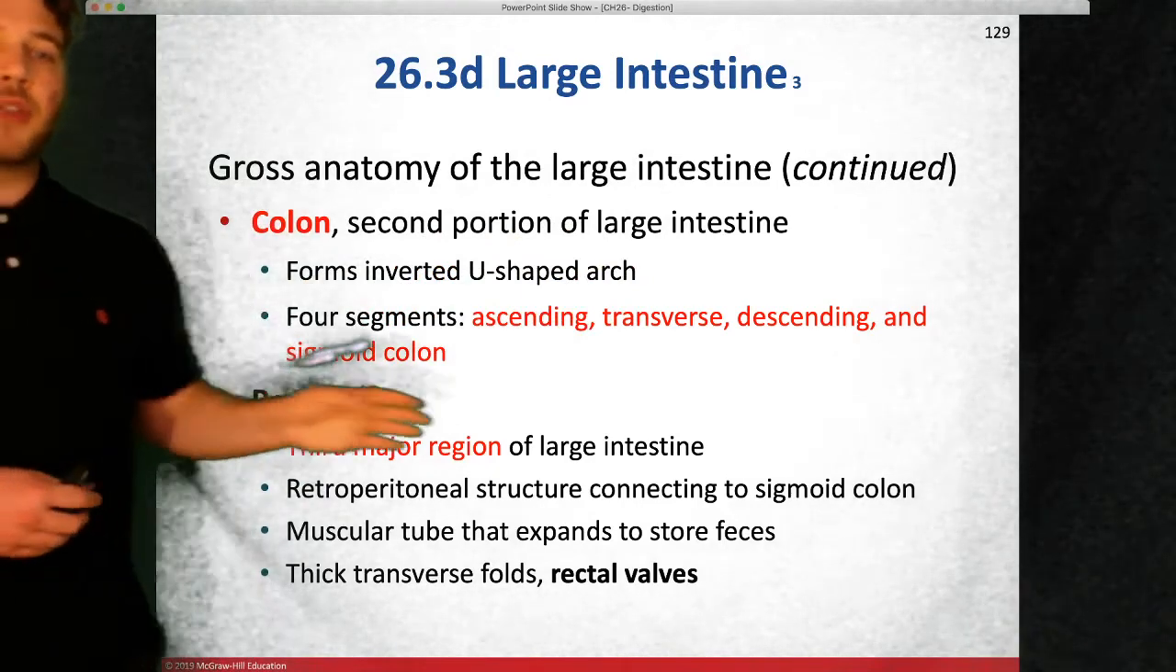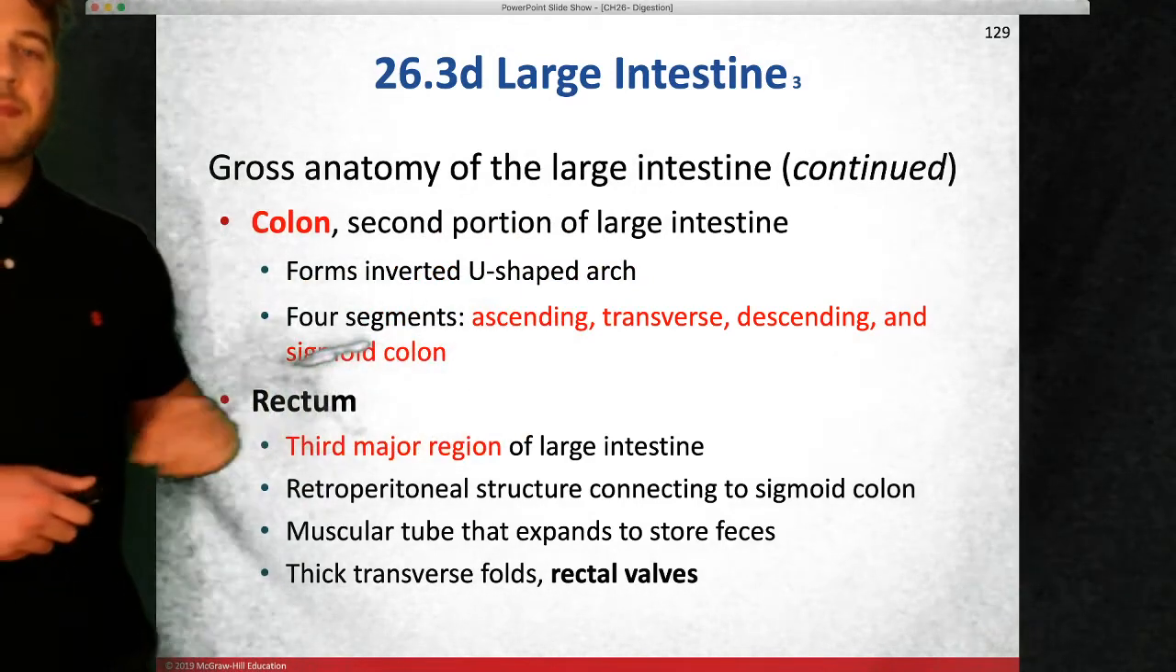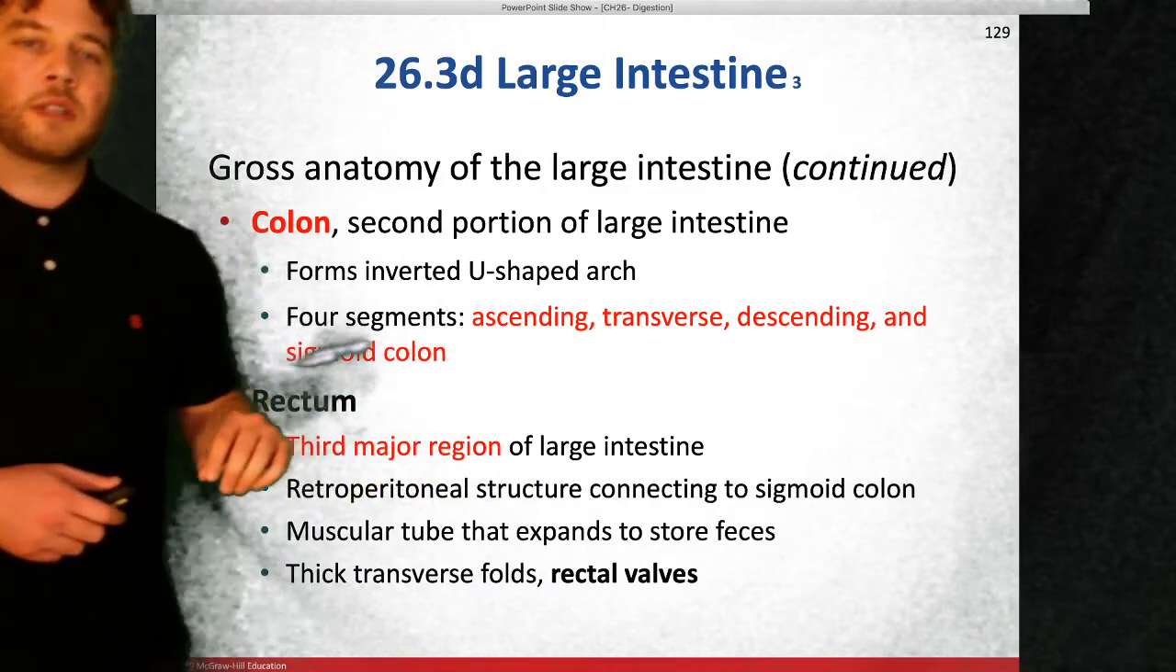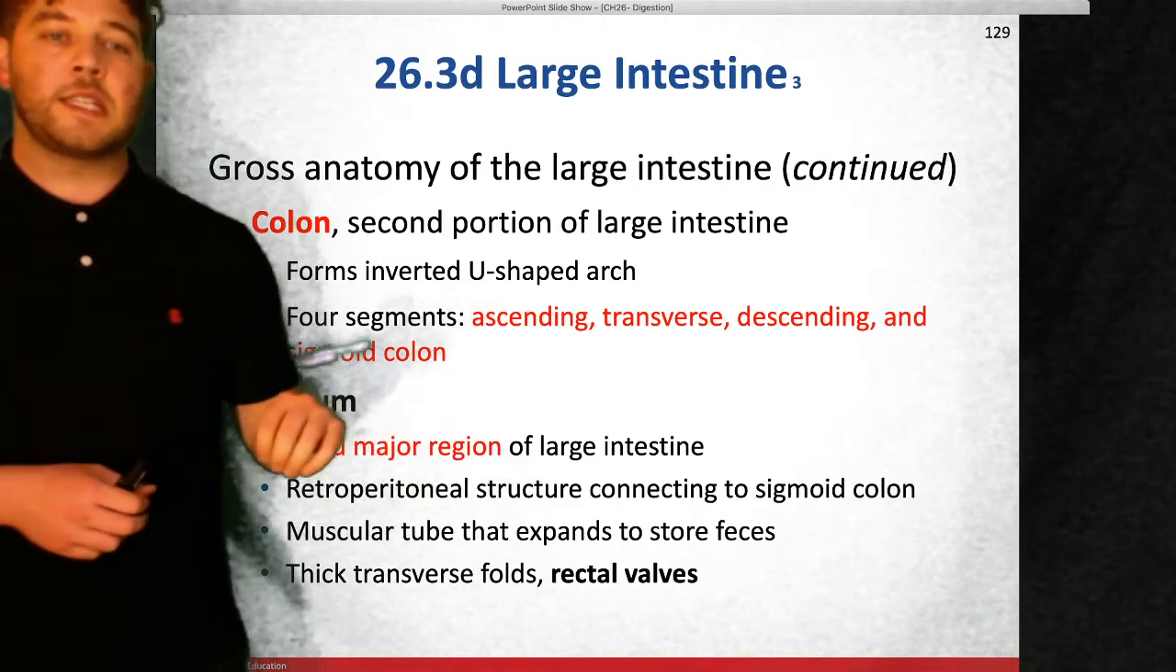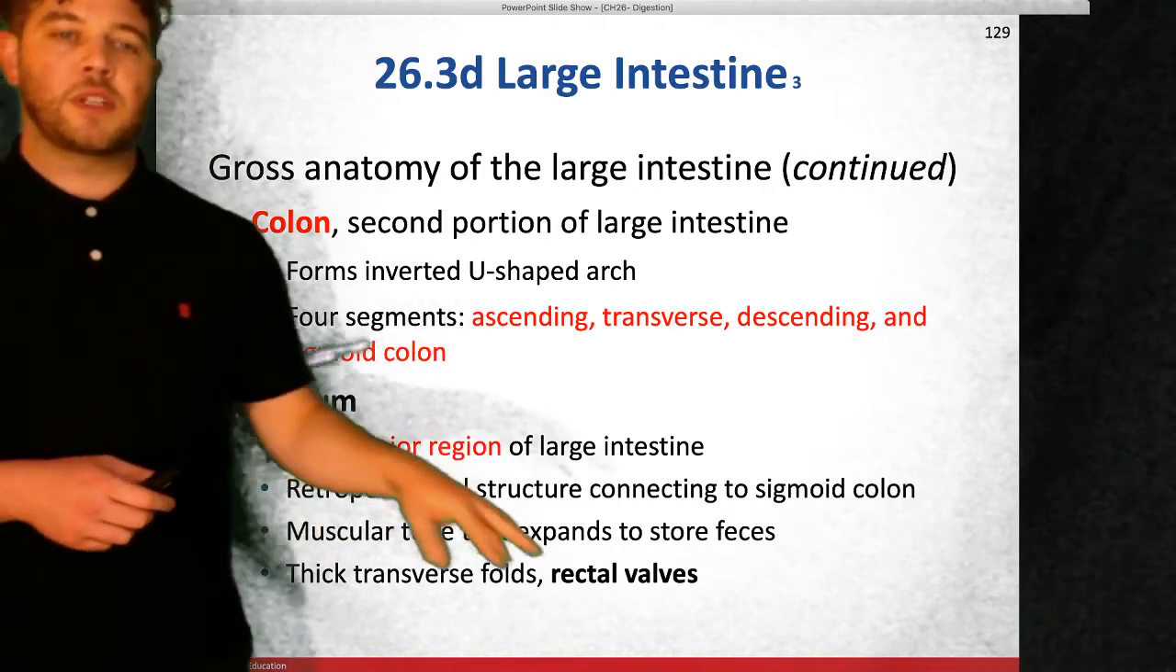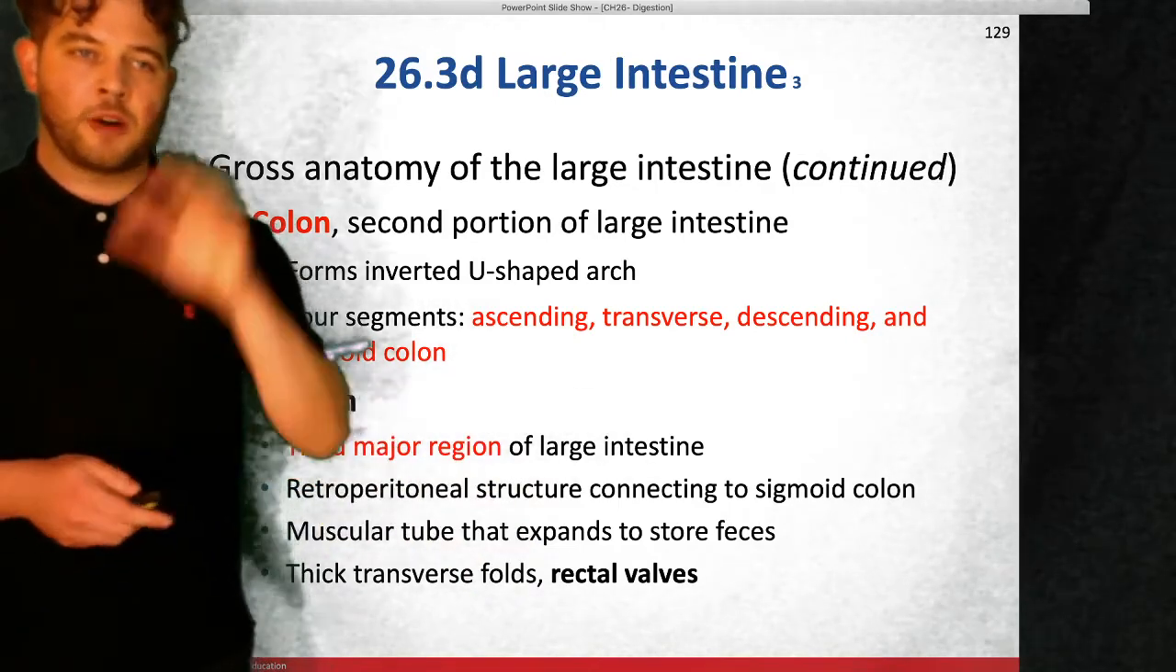The rectum is the third major region of your large intestine. It is a retroperitoneal structure connecting to the sigmoid colon, a muscular tube that expands to store feces, and it has thick transverse folds called your rectal valves that are regulating movement.